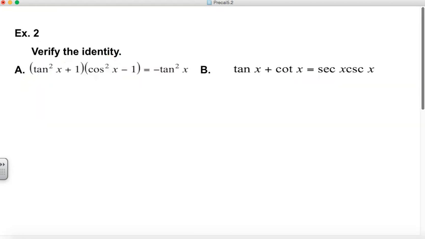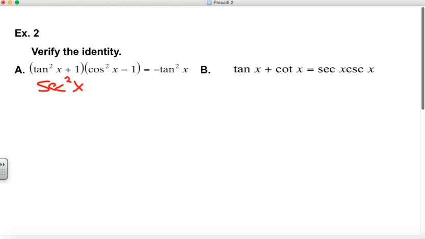All right. So let's do some more. All right. So this next one, we've got to verify the identity. So let's pick out which side is the most complicated. On this one, definitely the left side looks to be the most complicated. So we see we've got tangent squareds and cosine squareds with 1s. So those are clues to use some of your Pythagorean identities. We know tangent squared plus 1 is secant squared, so we can change that to secant squared x.